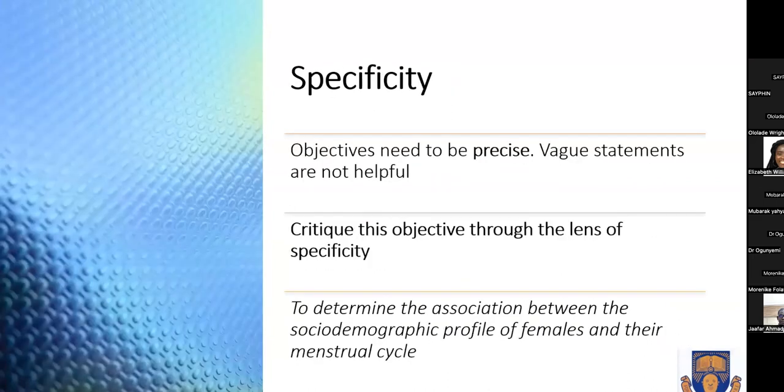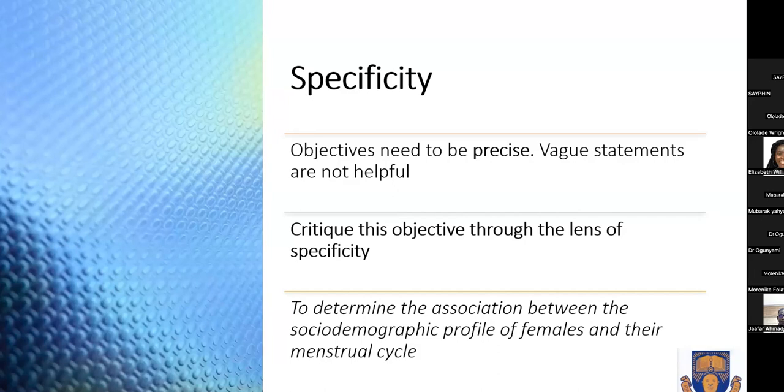So let's start with the S. When we say an objective is specific, it means the objective is precise. There's no vague statement. We know exactly what we want to do. Let's look at this objective: I write to determine the association between demographic profile of females and their menstrual cycle. This objective is not specific. Why?